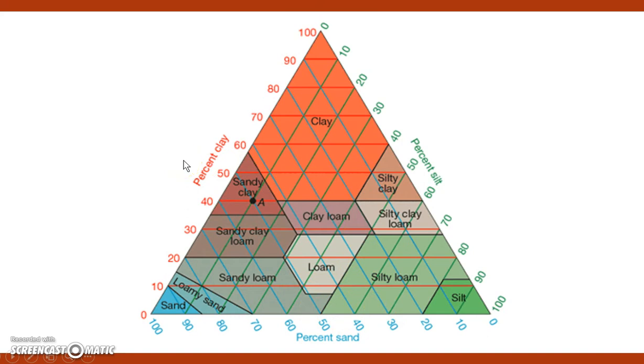Now, if I were to ask you, what are the percents for each of those if we're looking at point A, if we're looking at sandy clay for point A? So let's follow our lines back. Here's our line for clay. It's 40% clay. Here's our green line. It is 10% silt. All right, and then back to our point, and here's our blue line. And it's actually also 50% sand. So 40% clay, 50% sand, 10% silt will give you a sandy clay in the location of A.